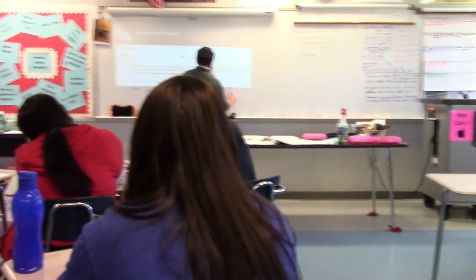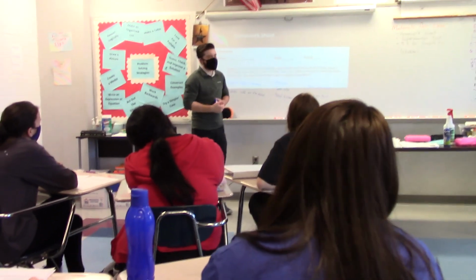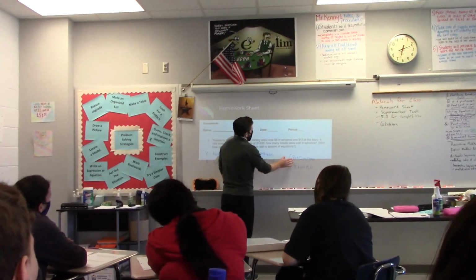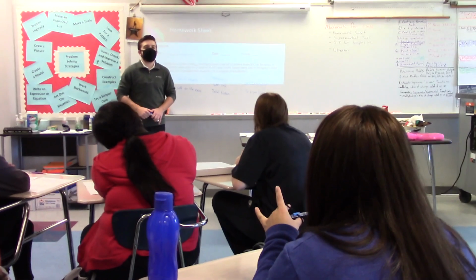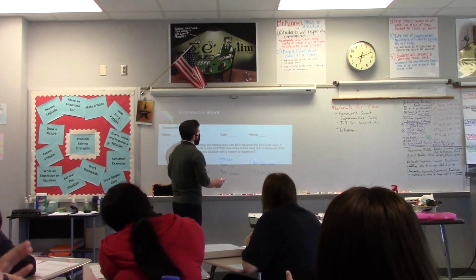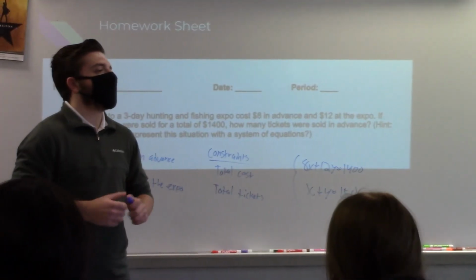So we got this system: 8x plus 12y equals 1400 and x plus y equals 150. So someone explain to me, what constraint was this 8x plus 12y equals 1400? What does that represent? Total cost, right? So why did we do 8x plus 12y? I think you already started talking about this earlier.